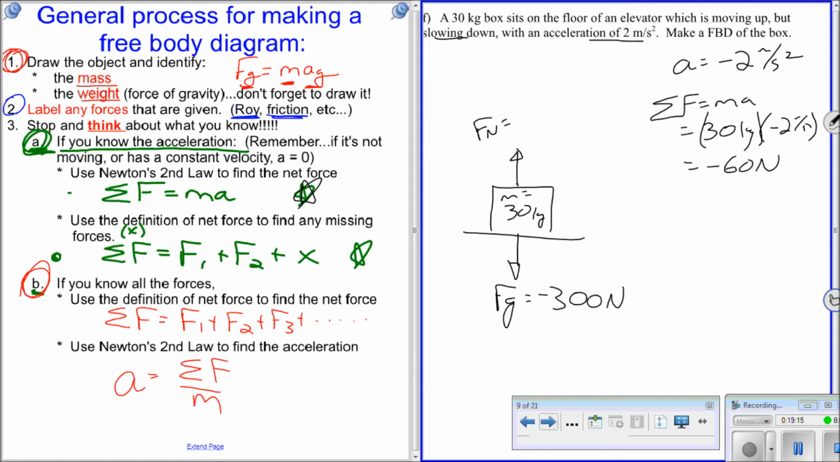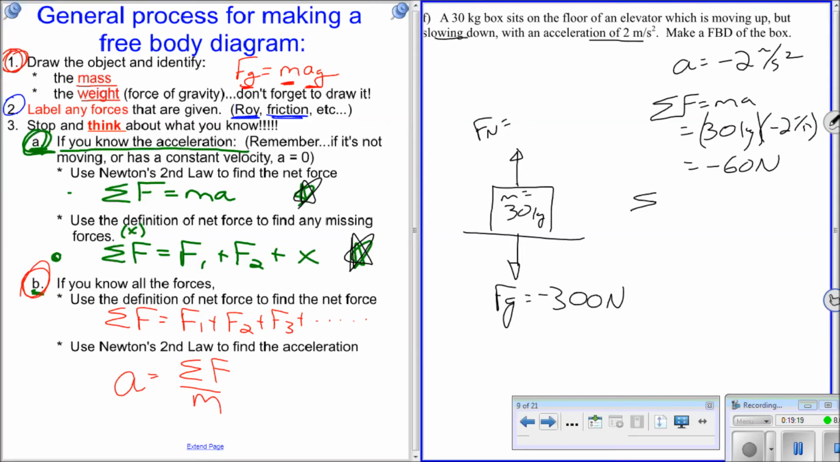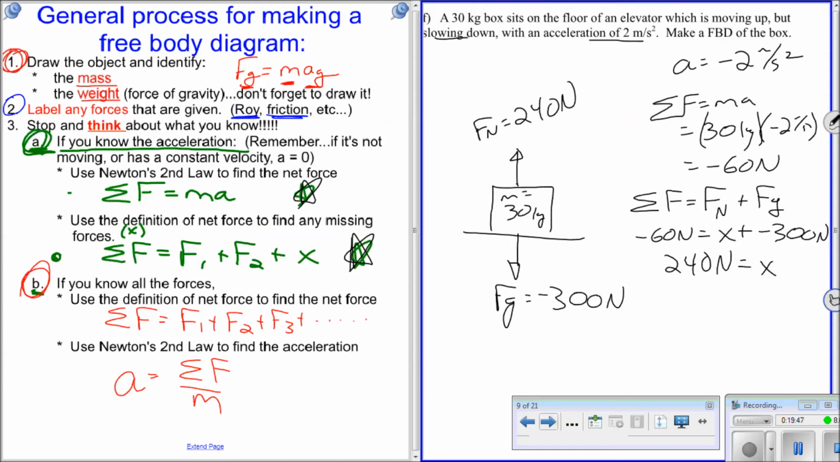So here we go. We've got to find our missing force. The net force is going to be the force of the elevator, the normal force, plus the force of gravity. So our net force, negative 60 newtons, is going to equal our normal force, which we'll call x, plus our force of gravity. Add 300 to both sides, and you get 240 newtons equals x. So our normal force now is 240 newtons.